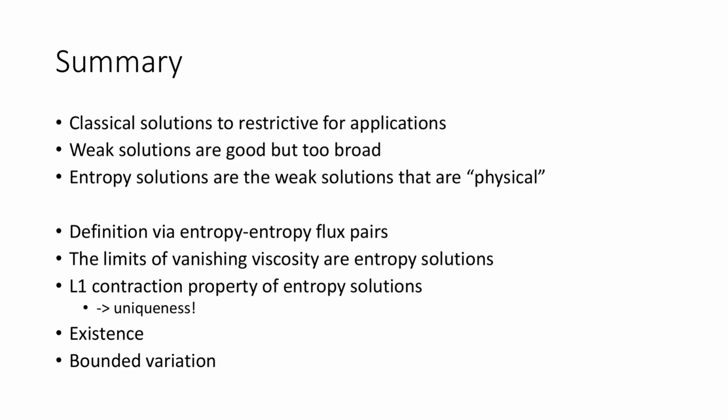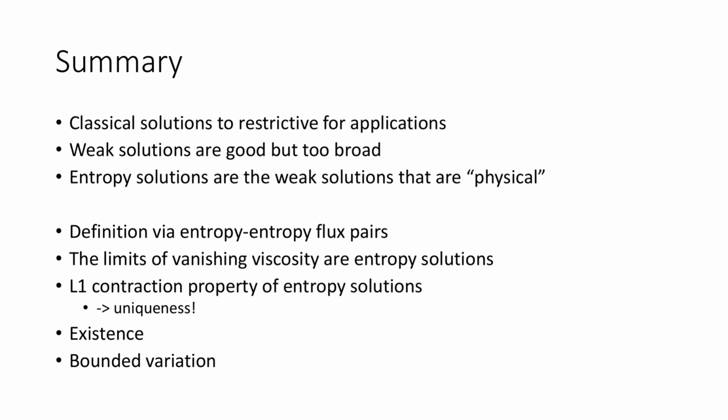We close this lecture with a short summary. So what we've seen is that classical solutions are too restrictive for applications. That is why we've introduced weak solutions. Those are good, but they are too broad already. There are infinitely many weak solutions in general, and for that reason, we need to single out entropy solutions, which are the weak solutions that are physical. First, we've introduced various selection criteria, for example, the Lax entropy condition or Oleinik entropy condition, in order to single out non-physical shocks. Then we've introduced the definition of entropy and entropy flux pairs, which in turn led to the notion of weak entropy solution.